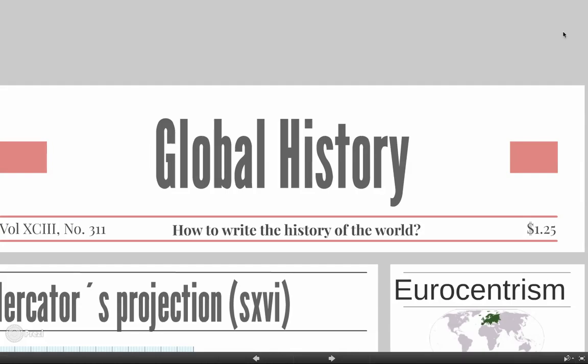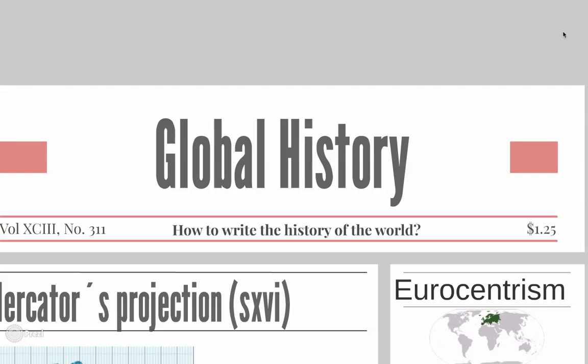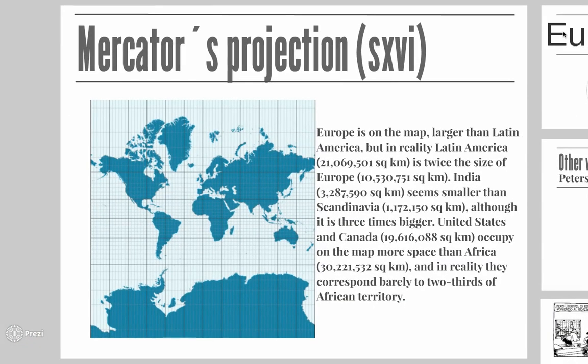Welcome to this introductory course on global history. We will talk about one of the main questions of global history, that is, how to write the history of the world. I will use the world map as an example for this introductory course, and use the world map to understand some concepts that will be crucial throughout the module.